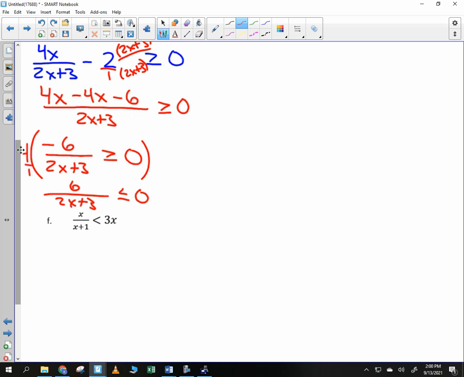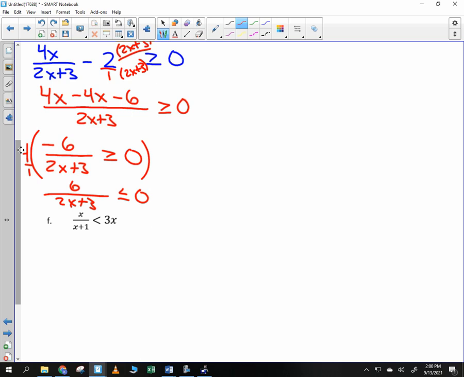-1 is a fraction, -1 over 1. Everybody agreed? So that changes the top, not the bottom. So when you multiply the fraction, you change one or the other.